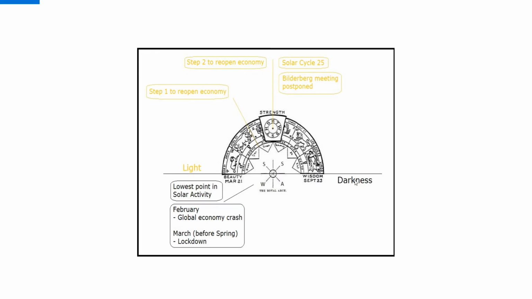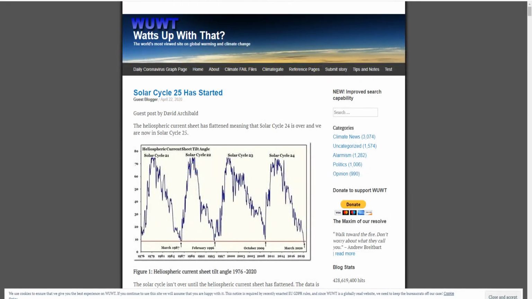Okay, so going March before spring lockdown. Everything happening before we enter the gate and before the next sun cycle begins. Okay, so step 1, to reopen the economy. We are working on it. Step 2, to reopen the economy before or around the summer solstice, which is around the feast from June 19 and if I'm not wrong, June 23. And also the Bilderberg meeting was postponed. We don't know where it will happen, but okay, let's keep moving.